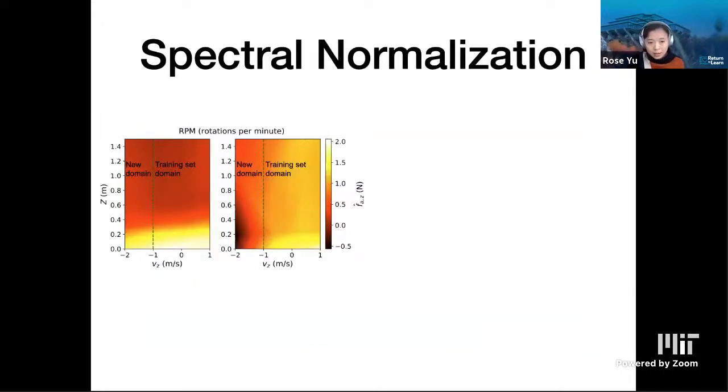We can also investigate what spectral normalization does to the generalization ability of the deep neural network. This plot shows the vertical velocity versus the vertical distance, where z is the vertical distance and vz is the vertical velocity. When we train our model on data in some training domain with spectral normalization, we can see that this linear dependency actually extends into the new domain, which means the model has learned to generalize to unseen scenarios. But without spectral normalization, you can see that the linear dependency disappeared in the new domain, so the model failed to generalize.